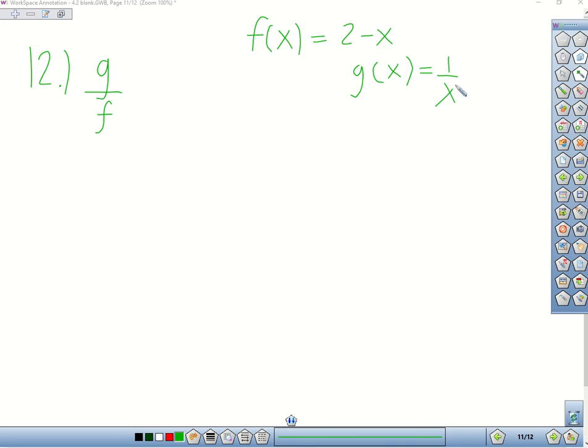So now we're going to do number 12 from the assignment. So g of x goes on top, f of x goes on the bottom.